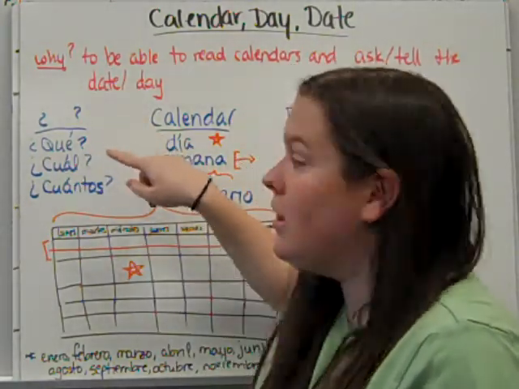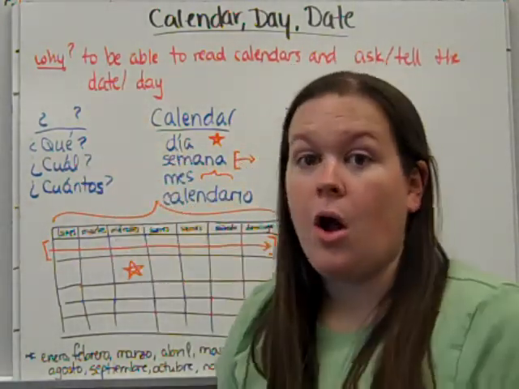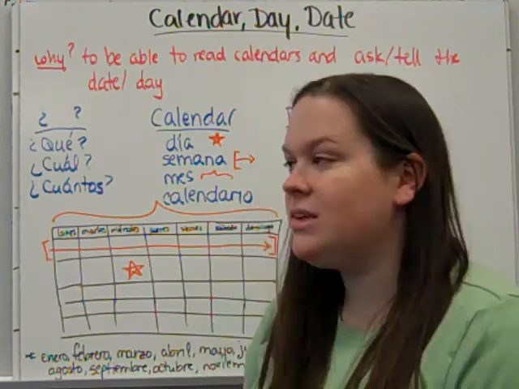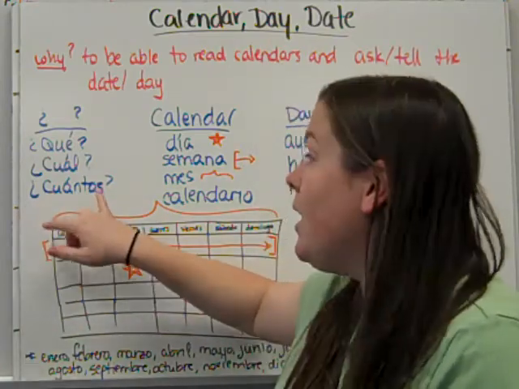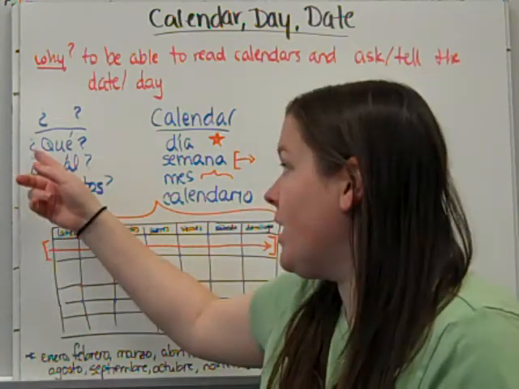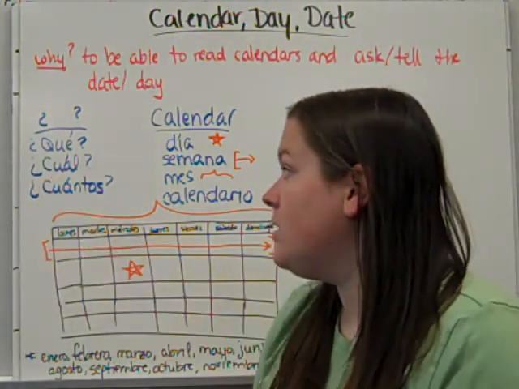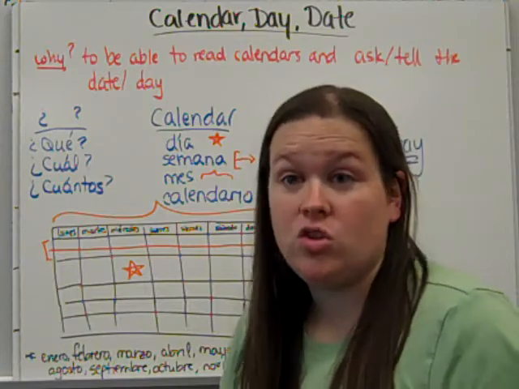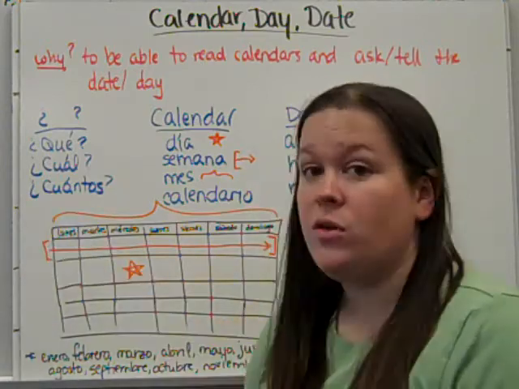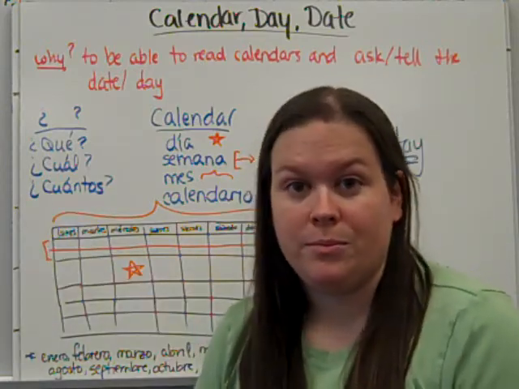Qué, cuál, and cuántos are all question words. Pretty easy to tell since they have a question mark before and a question mark after. Qué is asking what. Cuál is asking which or what. Cuántos is asking how many.